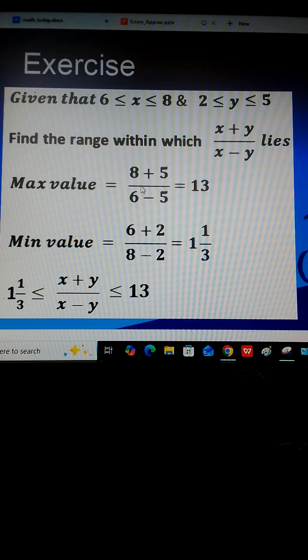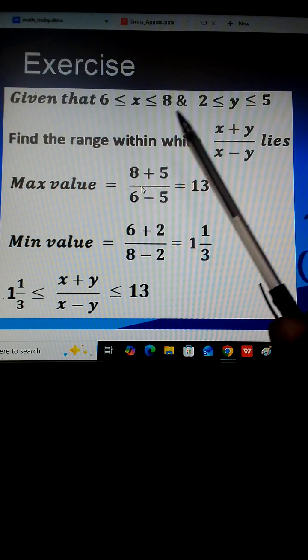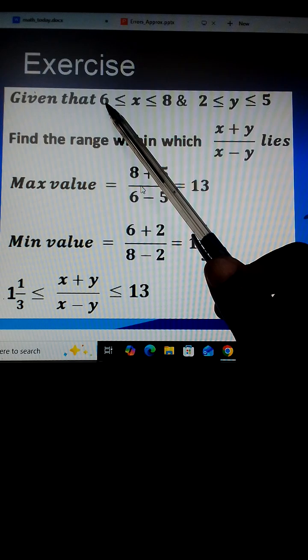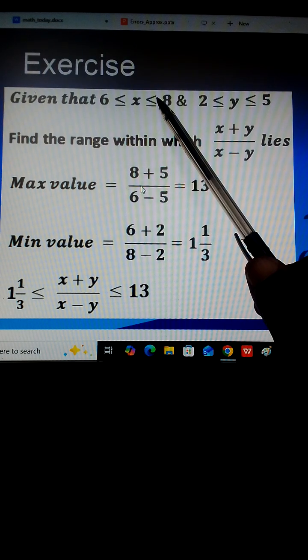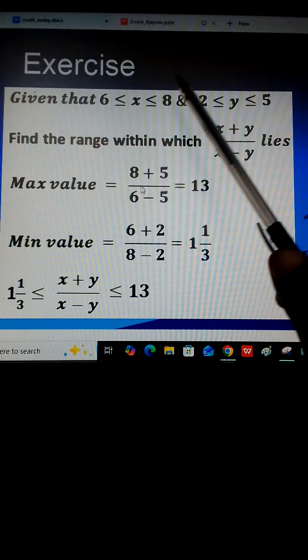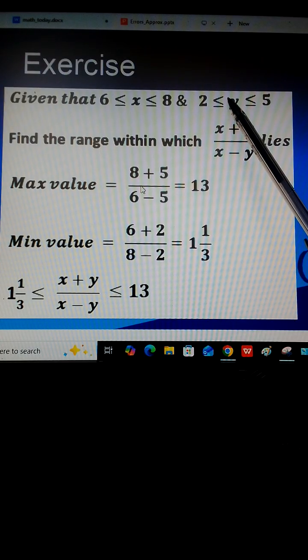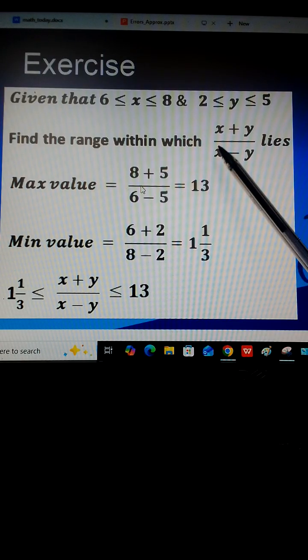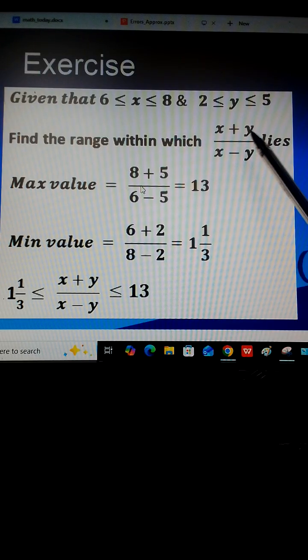Let's look at this problem. Given that x is more than or equal to 6 and x is less than or equal to 8, and y is more than or equal to 2 and y is less than or equal to 5. Find the range within which (x plus y) out of (x minus y) lies. So in this case, we need to find the maximum value of this expression and also the minimum value.